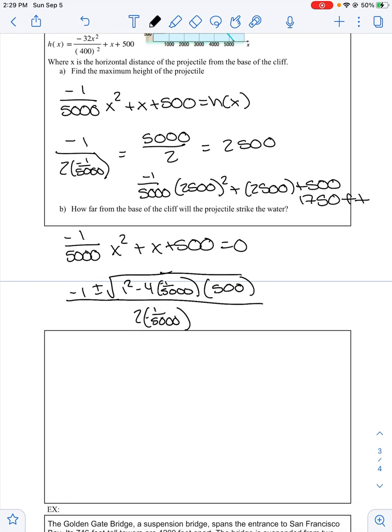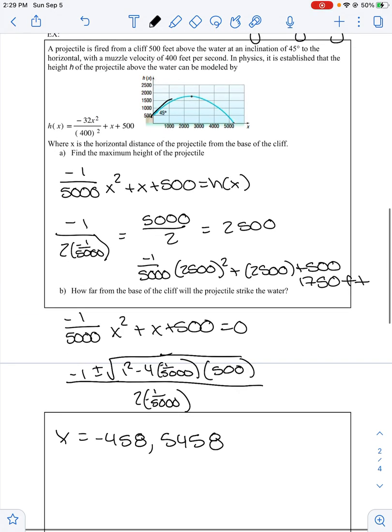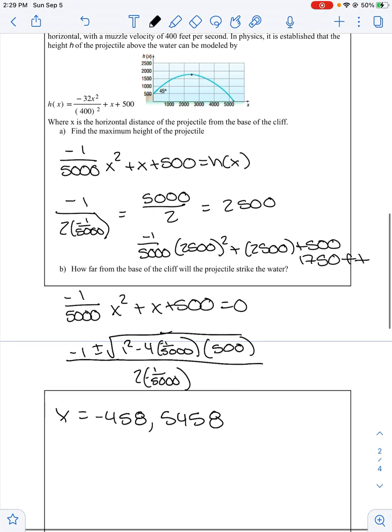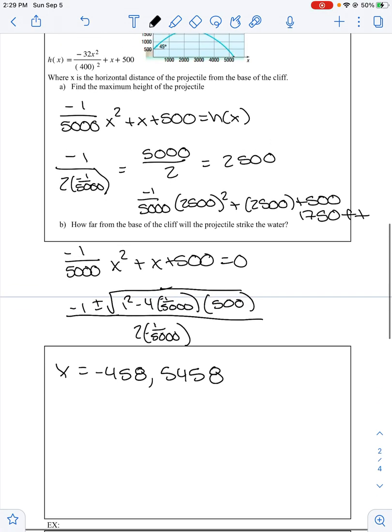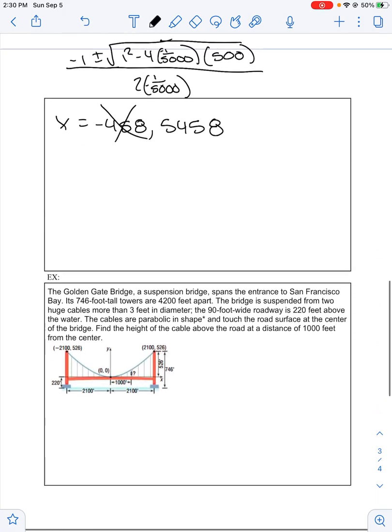Again, plug into your calculator, and we would get x equals negative 458 and 5,458. We're going to disregard the negative because we're only looking at this part of the graph, the positive part, positive x. So we're going to discard. So therefore, we strike the ground at 5,458.